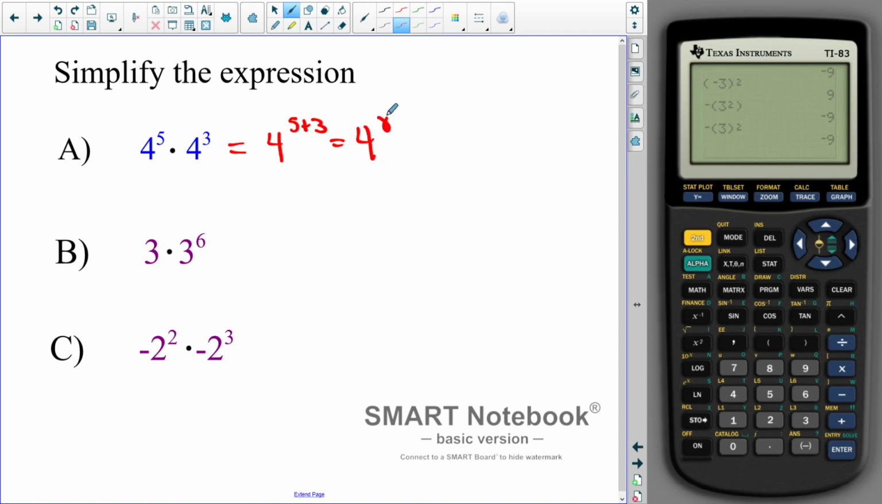Now, when you have a number as a base, generally the way you'll be asked to put these is not 4 to the 8th, but they'll actually want you to calculate what that value is. So if I go to my calculator here and I put in 4 to the 8th power, that's 65,536. Okay.